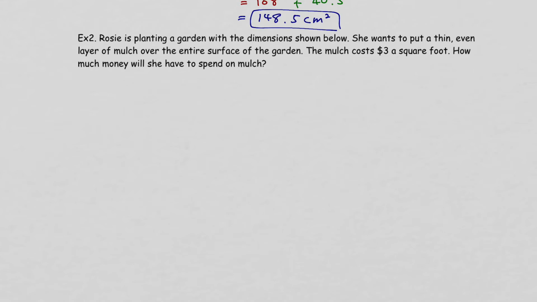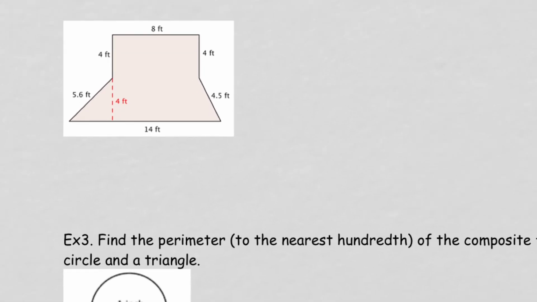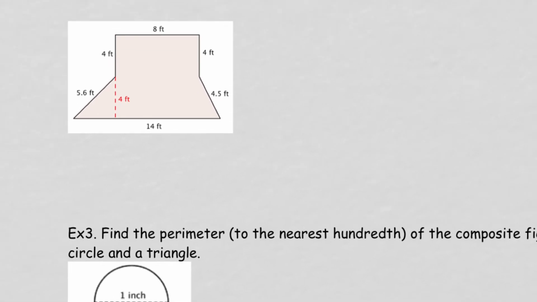Example 2. Rose is planning a garden with the dimensions shown below. She wants to put a thin, even layer of mulch over the entire surface of the garden. The mulch costs $3 a square foot. How much money will she have to spend on mulch? So this one, let me show you the dimensions. So this is how it looked, and they want you to find the area in order to find out how much you're going to spend on mulch, right?